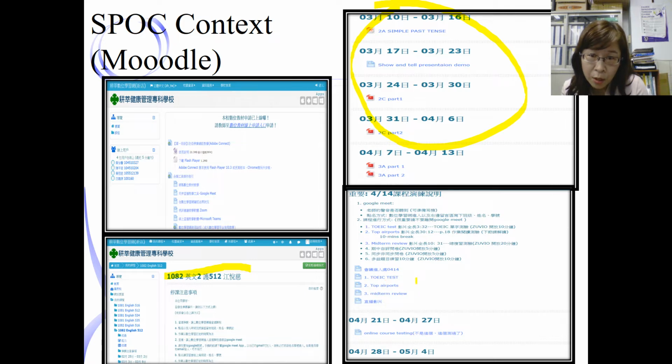Students need to preview, for example, the articles of top airports. Students have to preview the articles and the videos online, and then they will have a very quick test right after they preview, right after they watch the videos.